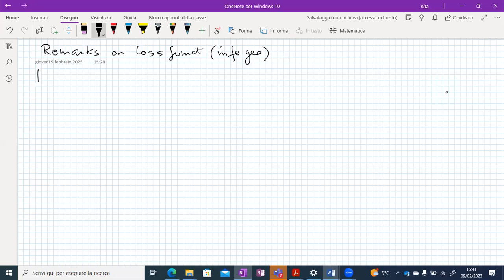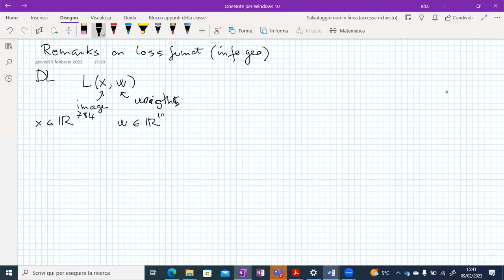So when we're in deep learning, we are looking at the following loss function. For one image, the loss function depends on the data of the image and the weights of your neural net. For example, for MNIST the image could be an element of R^784, something like that. The weights are much more, typically on the order of 10,000, perhaps more, perhaps less. This is a scalar function.